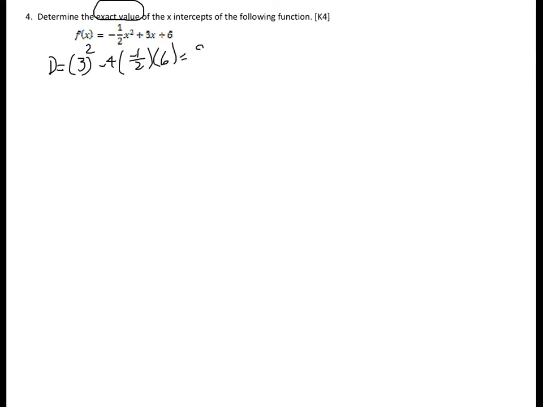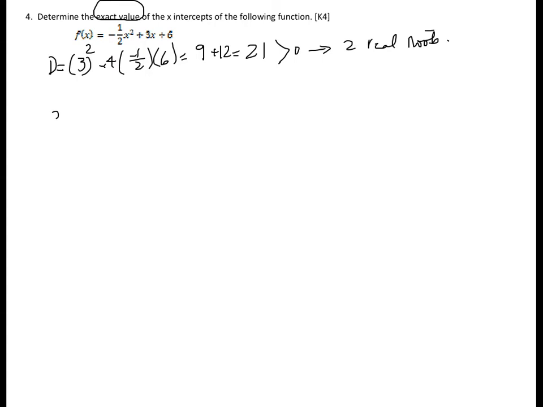3 squared is 9. 4 times negative 1 over 2 gives you negative 2, times 6 is negative 12, but there is a negative here, so it's going to be plus 12. So this one is going to give us 21, greater than 0, so we know 2 real roots.